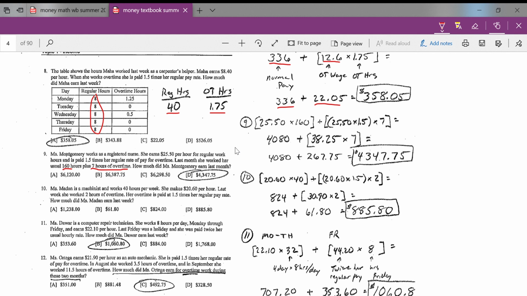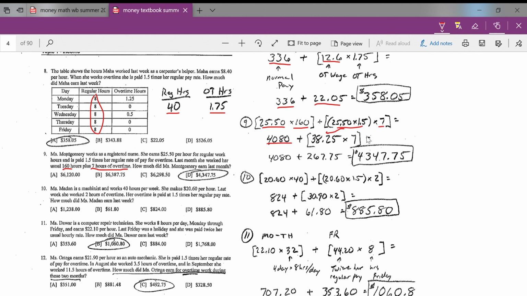So this is the same problem that we just did, except the hours are more because it's a month, okay? But we look first at the regular pay. So regular wage is $25.50, normal hours, 160, we multiply them. This is her regular pay, $4,080. Now we look at the overtime. Her regular wage is $25.50, we times that by 1.5, and that gives us $38.25. And the problem said she works 7 hours of overtime.